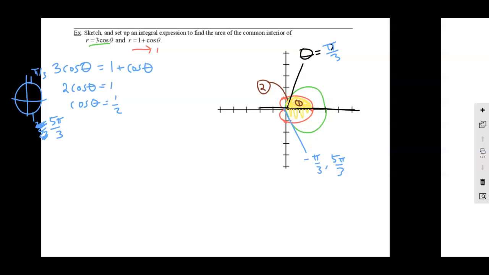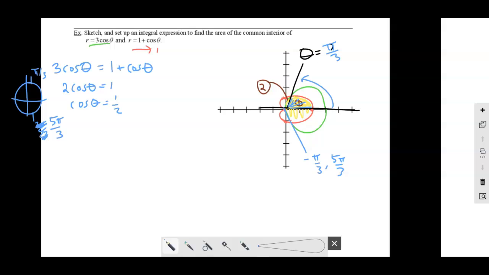What I'm going to do is integrate from 0 to pi over 3, and when I do 0 to pi over 3, really all I need is the red function. And that's going to give me that region. And then from pi over 3, I'm going to have to figure out where the green one is back at the pole.